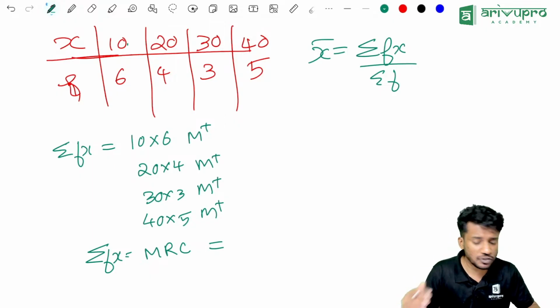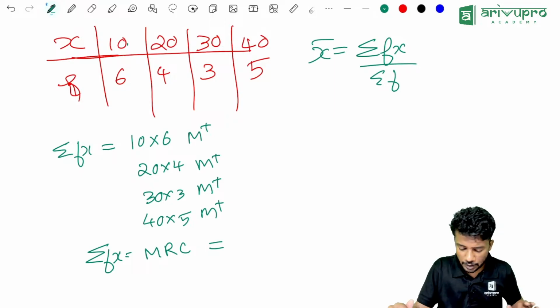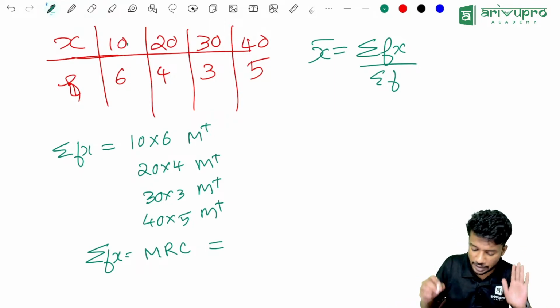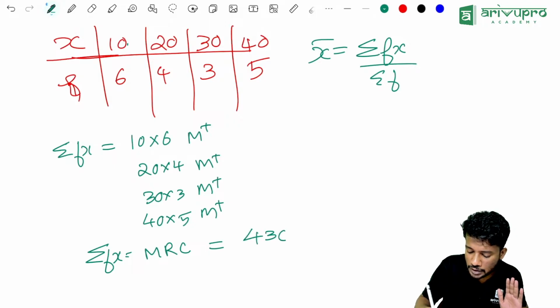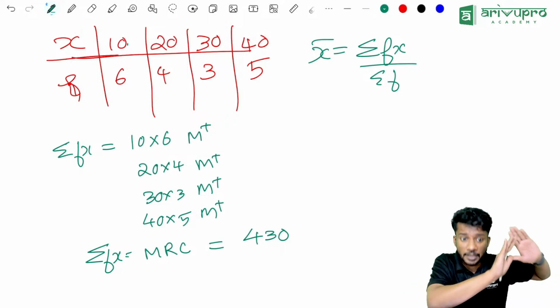Take the calculator, first clear the memory. Everyone, 10 into 6, M plus, 20 into 4, M plus, 30 into 3, M plus, 40 into 5, M plus. Finally click MRC, you are getting the value as 430. Let it be there in the memory itself.